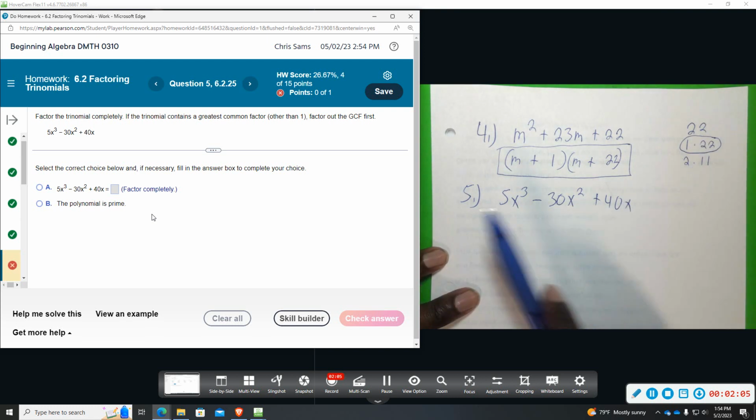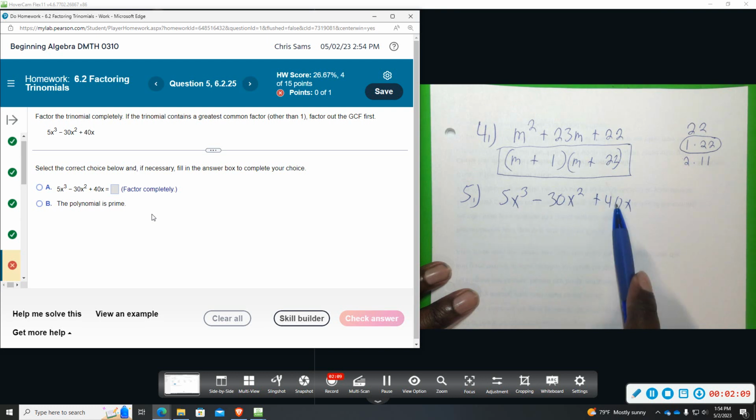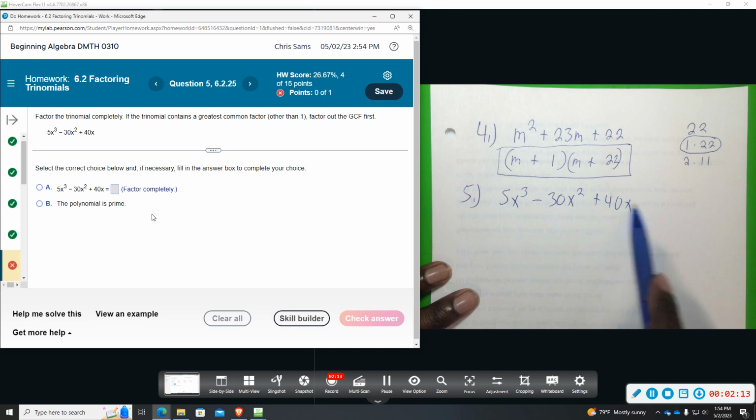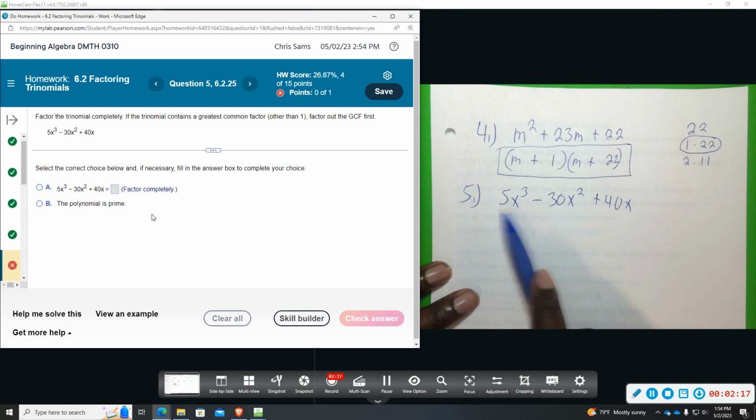So the key here, this time we want to factor out the greatest common factor. So all of these numbers are divisible by 5 because I want to try to make this to be a 1. So I'm going to try to divide by 5. And they all have x, so I can pull out 5x from each term.